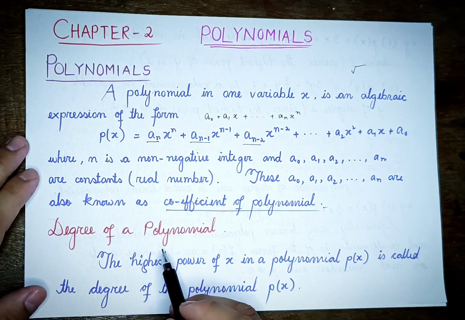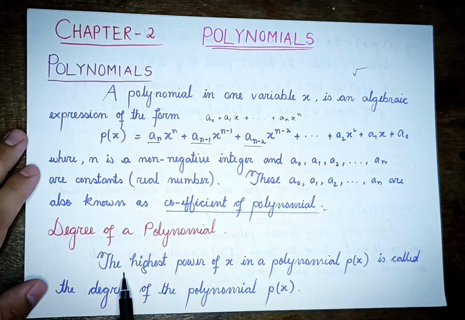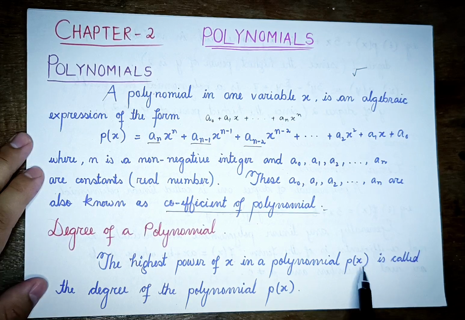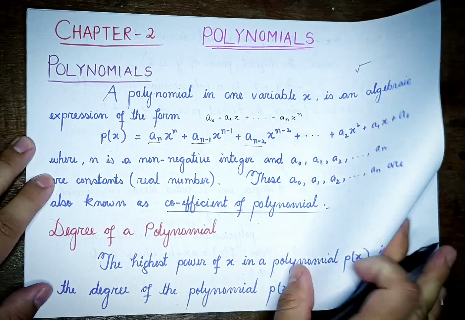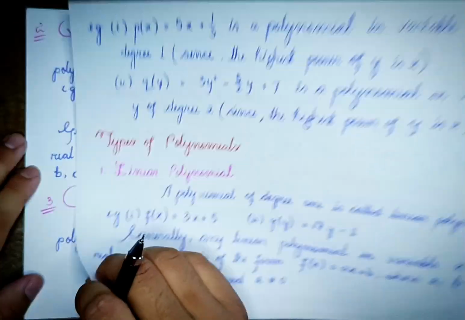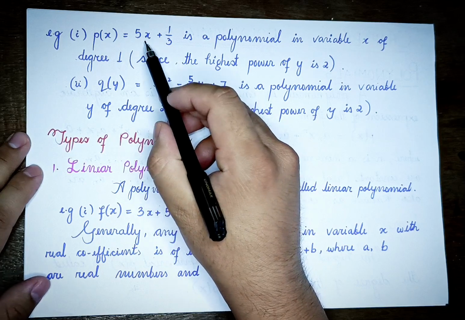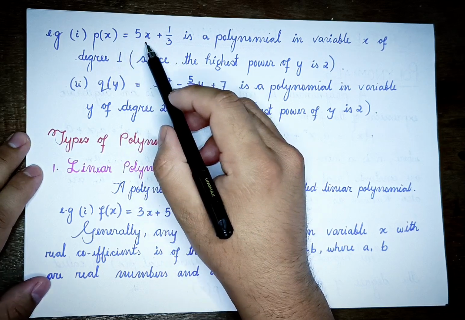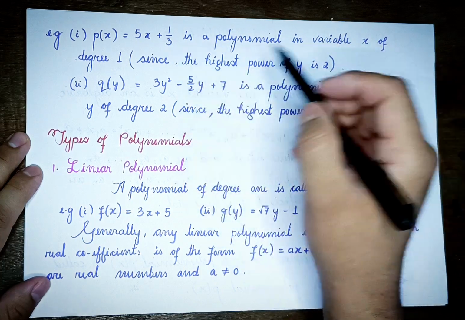Next is the degree of a polynomial. The highest power of x in a polynomial p of x is called the degree of the polynomial. Okay, let's give an example. Here is an example of polynomial. 5x plus 1 by 3 is a polynomial in variable x. Here the degree is 1.